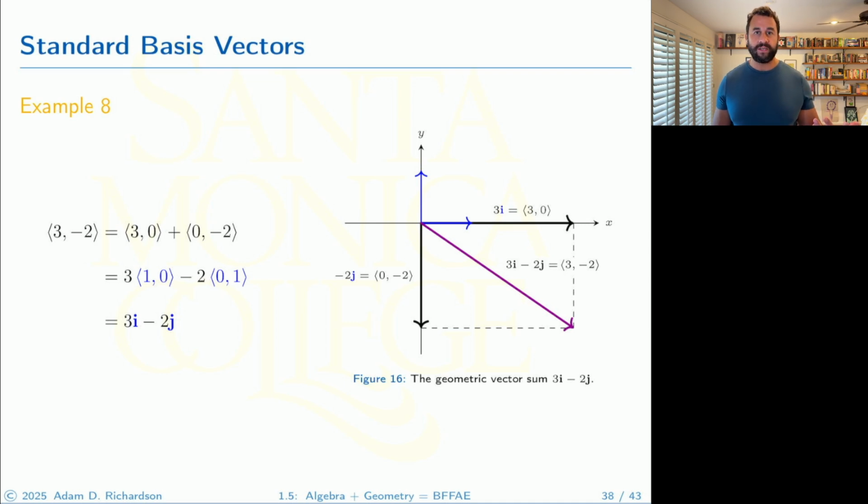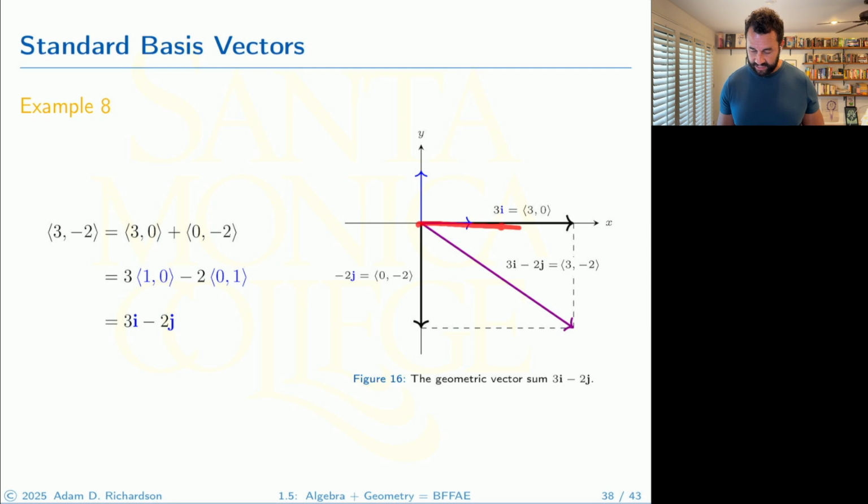So how do we decompose it? We first decompose it into its component pieces, the horizontal component and the vertical component. That's right here. Then we express the horizontal component and the vertical component in terms of the basis vectors. I've got those sketched right here. Those are the two standard basis vectors.